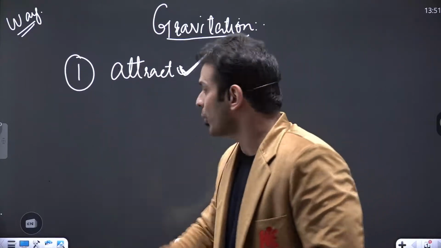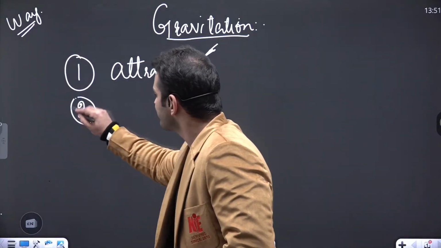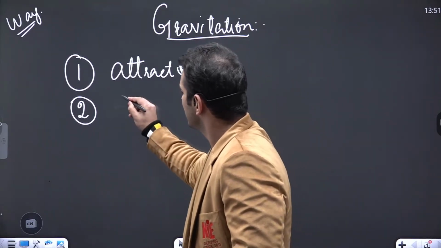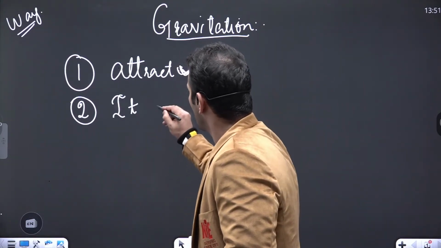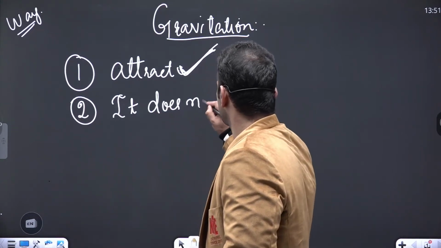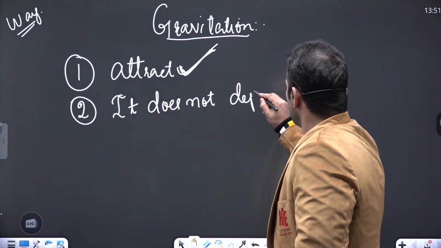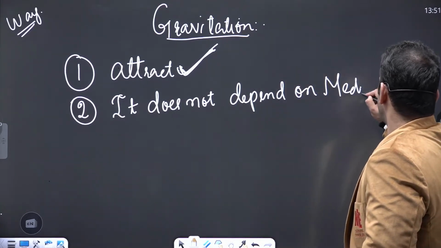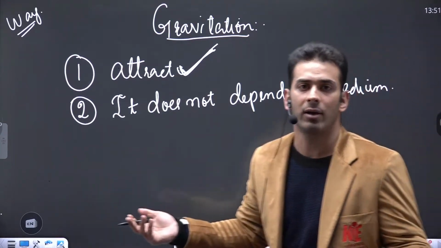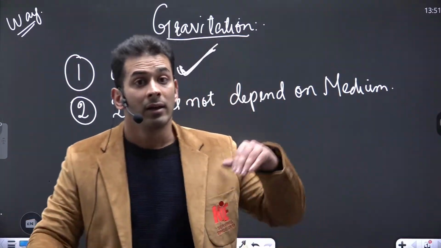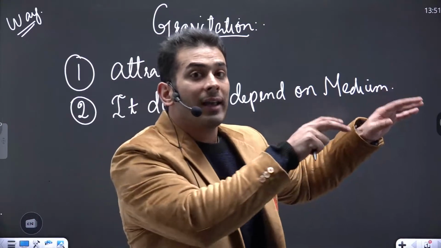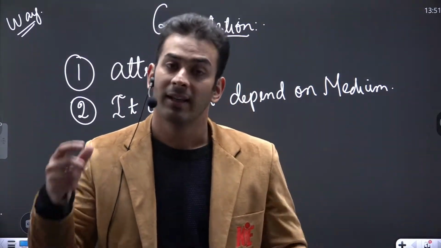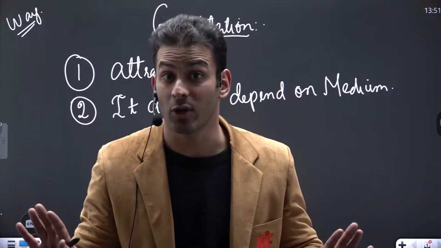So the second property I told you, beta, is that this gravitational force does not depend on the medium. That means it will be the same everywhere. Whether the two masses are in air, in a river, in water, in kerosene, or in petrol, whatever the medium is, the force of attraction will be the same. It does not depend on the medium.